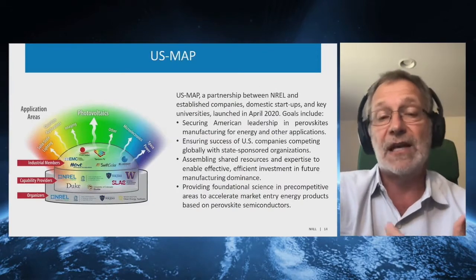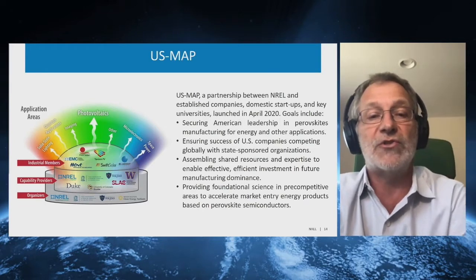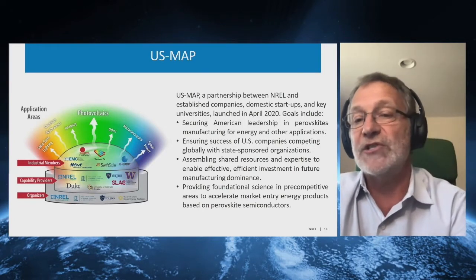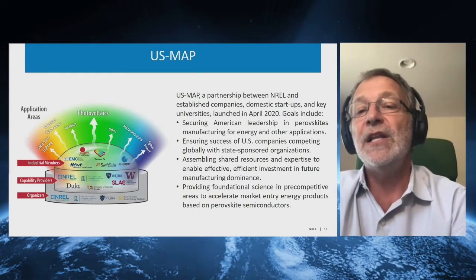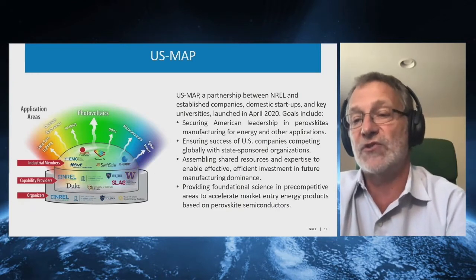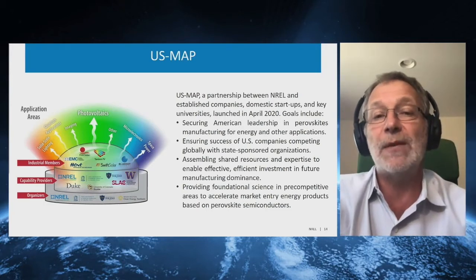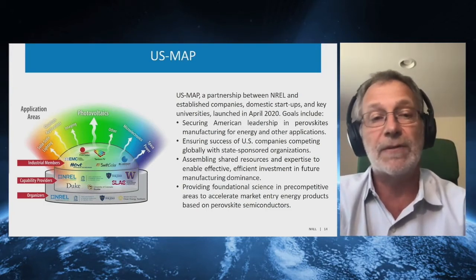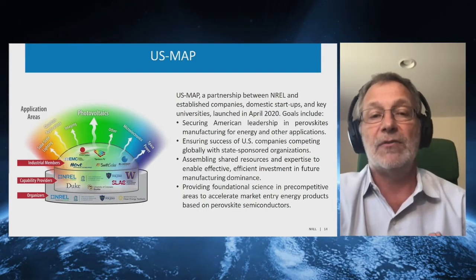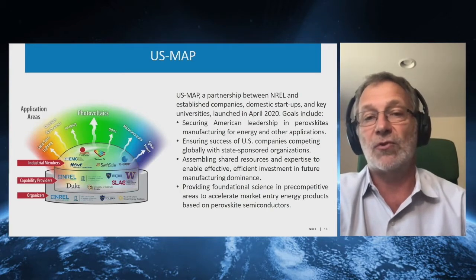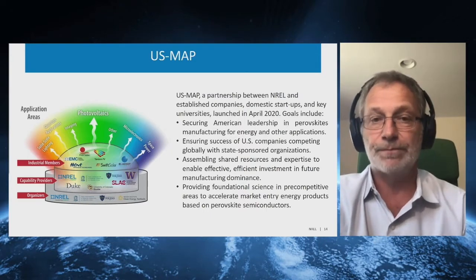To create this kind of next competitive research, we created what is called US MAP. We launched a consortium between national laboratories, early startup companies, and universities, all working together to really unleash the power of perovskites, not only for solar, but also for other applications where we feel these molecules can be extremely exciting. We in the US right now have a leading edge on the research side, and with the help of all these companies, we want to commercialize and bring this technology into the marketplace as soon and as fast as possible.